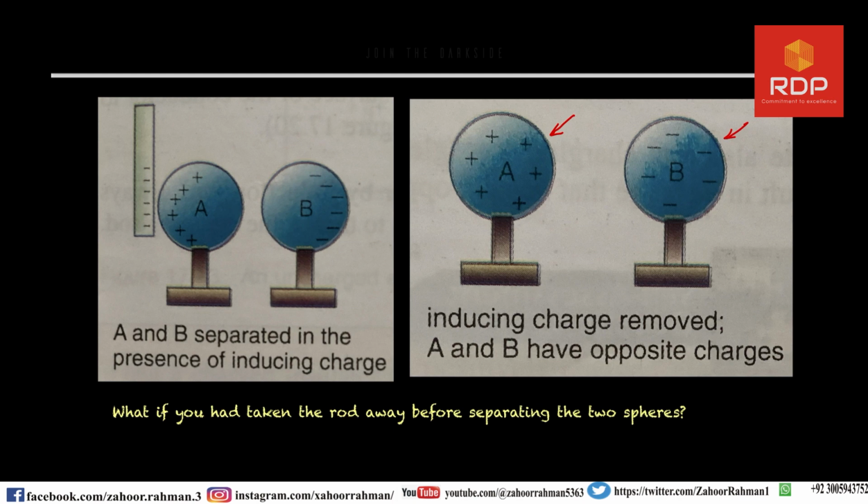Once the negative charges have moved to one sphere, as in this case B, and positive charges to A, then separate them away from each other so they get out of the effect of each other, then remove the negatively charged rod. So this was the method of charging two conductors with equal and opposite charges.